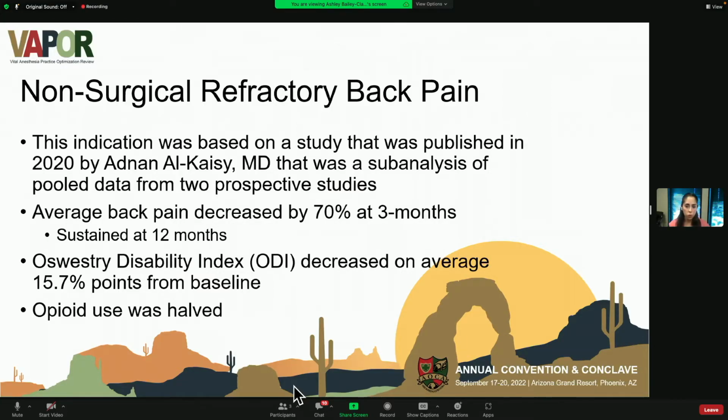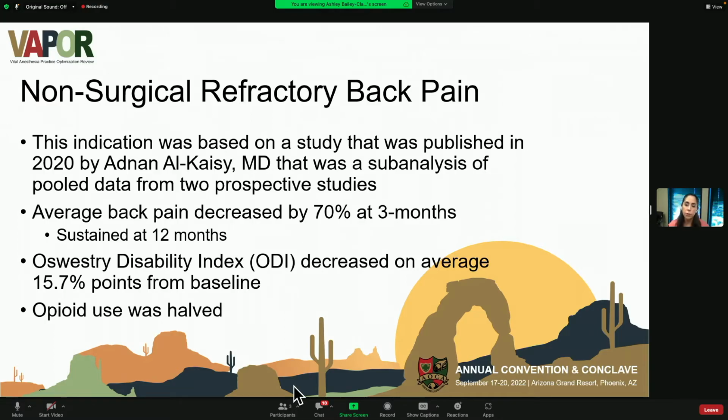In pain, we're also trying to look at other things than just that VAS score, albeit a lot of the studies I presented today mainly were based on that because that's what their outcome measures were based on. A lot of places are also looking at ODI, which is your disability index, as well as opioid use. In this particular study, Al-Kaizi also mentioned that the ODI was dropped by about 15.7%, and overall the opioid use was halved. This combined cohort gave them a statistically sound group to be able to pull this data from.